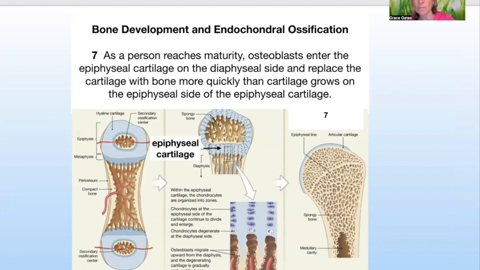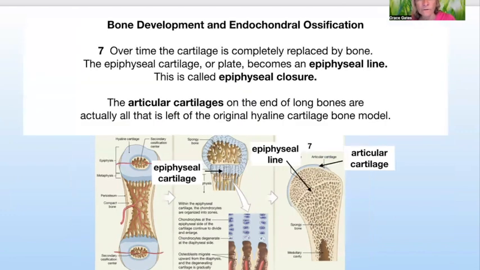Okay, 7, as a person reaches maturity, osteoblasts enter the epiphyseal cartilage on the diaphyseal side and replace the cartilage with bone more quickly than the cartilage grows on the epiphyseal side of the epiphyseal cartilage. So over time, the cartilage is completely replaced by bone. The epiphyseal cartilage becomes an epiphyseal line, and this is called epiphyseal closure.